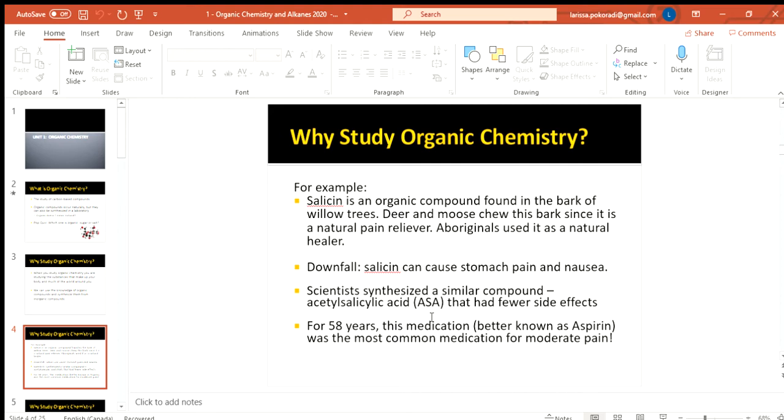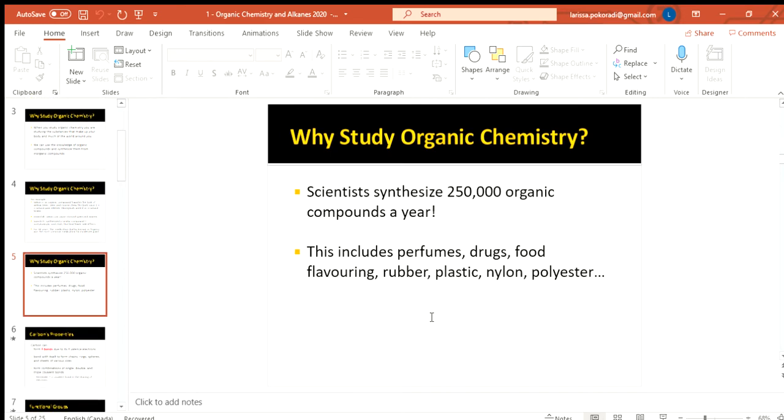We've been able to make something that's naturally organic better by synthesizing a fake organic, synthetic one. So we can synthesize tons of different things every year. About 250,000 are synthesized a year. And that includes, like I said, a whole bunch of things you probably didn't think would be organic, like the licorice on the first slide.